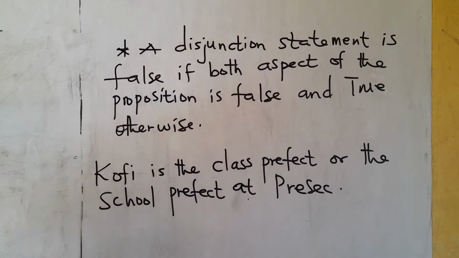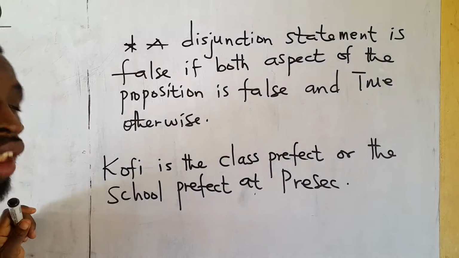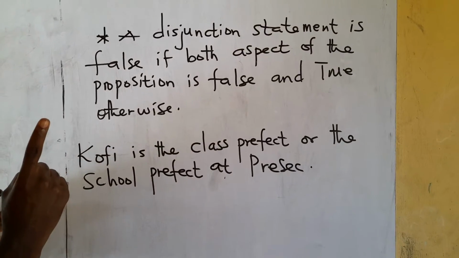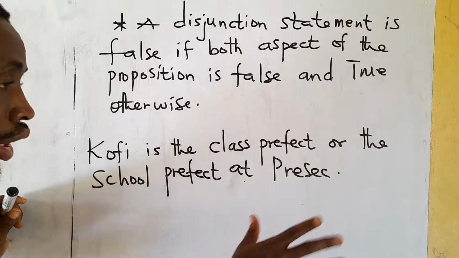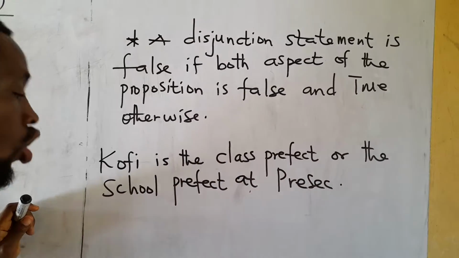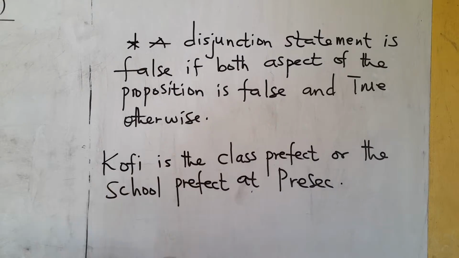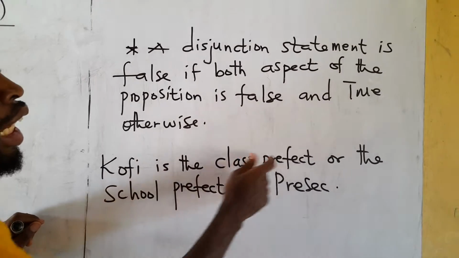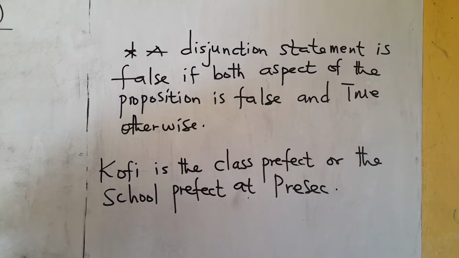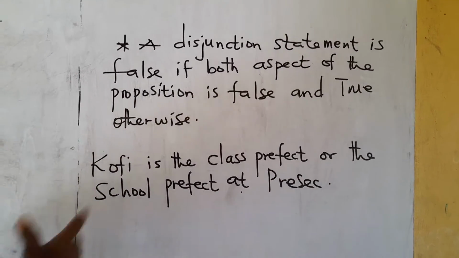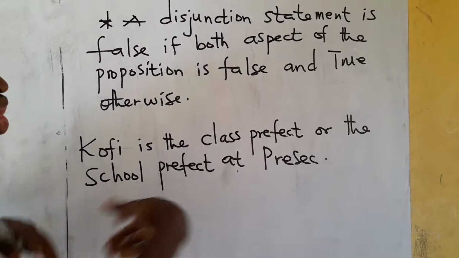So let's say that Kofi is the class prefect or the school prefect at Presec. This becomes true if Kofi is really the class prefect of Presec or is a school prefect at Presec. It is also true when Kofi is not the class prefect, but he happens to be a school prefect at Presec. It's also true. Or it's also true if Kofi is the class prefect at Presec, however, he is not the school prefect.